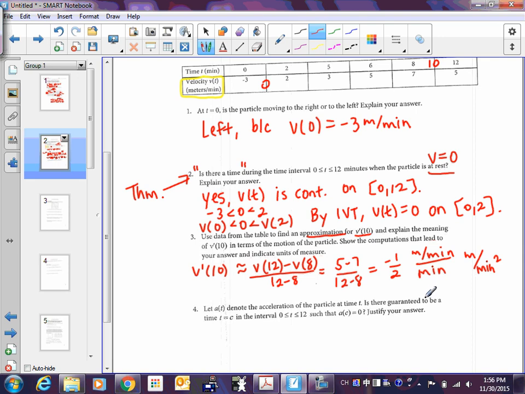Some of you said acceleration, so I'm going to use that in our explanation, because it said explain the meaning of this. This is going to be the particle's acceleration at a specific time. At what time? At 10.